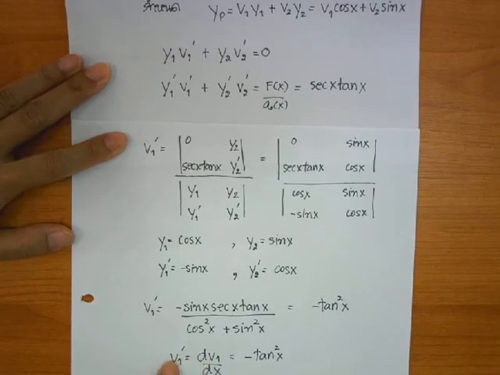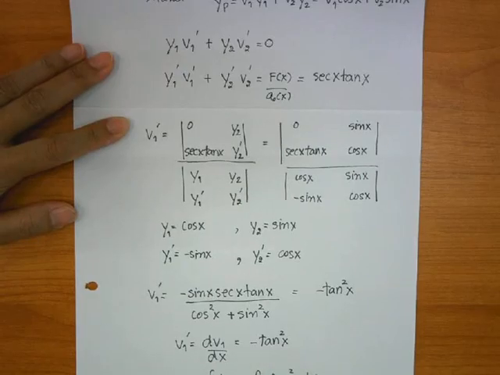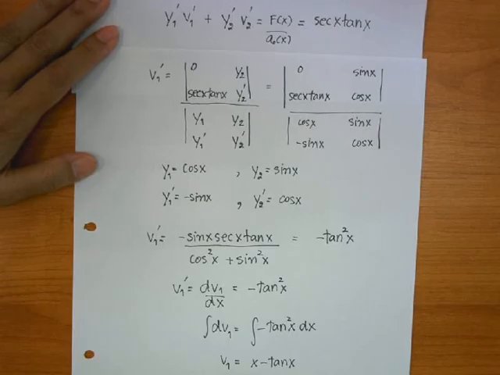And then you do the integral of that, right? Because what do we want? We want v1. What do we get here? We get the first derivative of v1. So in order to get v1, we know that the first derivative of v1 is equal to dv1 by dx. So that means dv1 by dx is equal to minus tan squared x. So you do the integral of this, you would get v1, which is equal to x minus tan x.